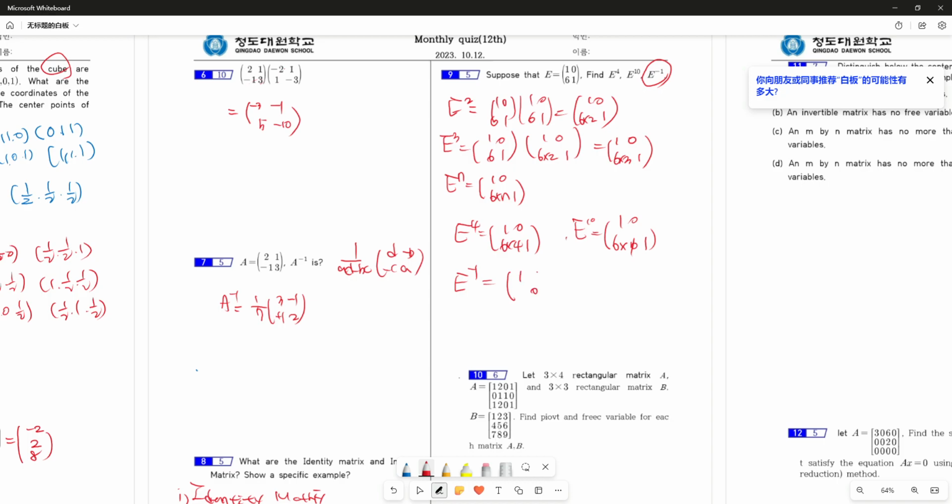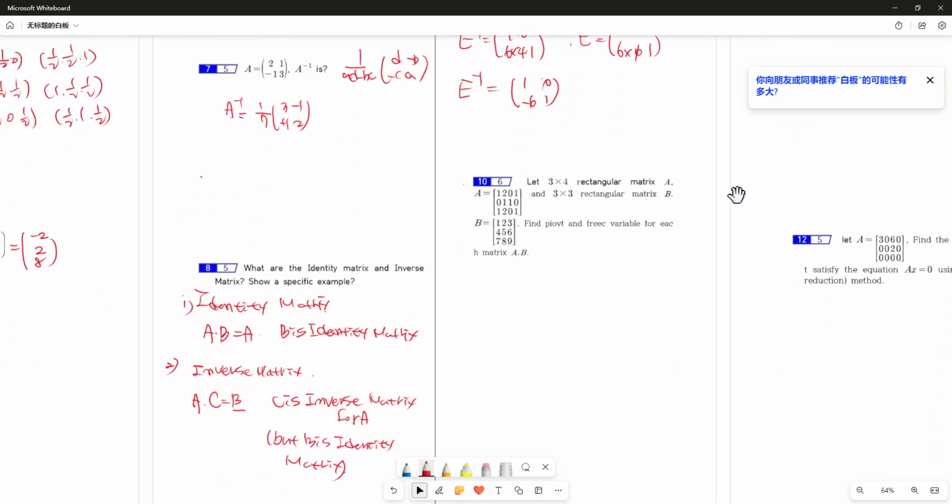So E to the E inverse equals 1 0, 1 and 1, and 0 and negative 6.